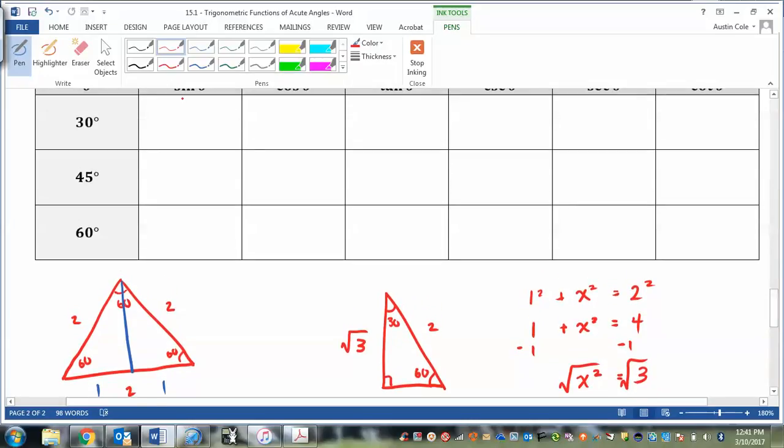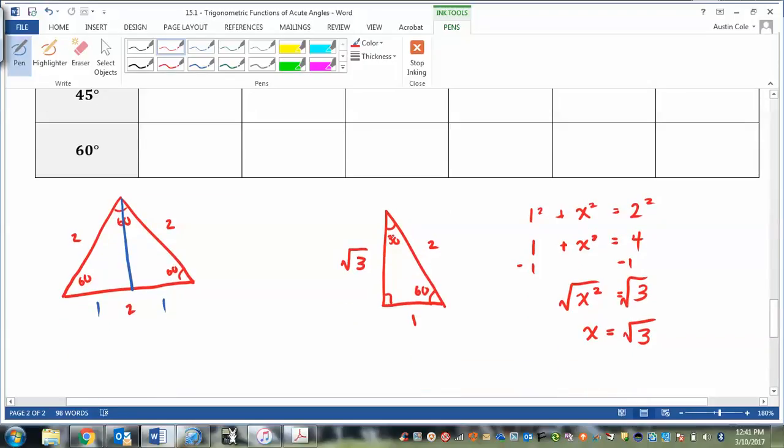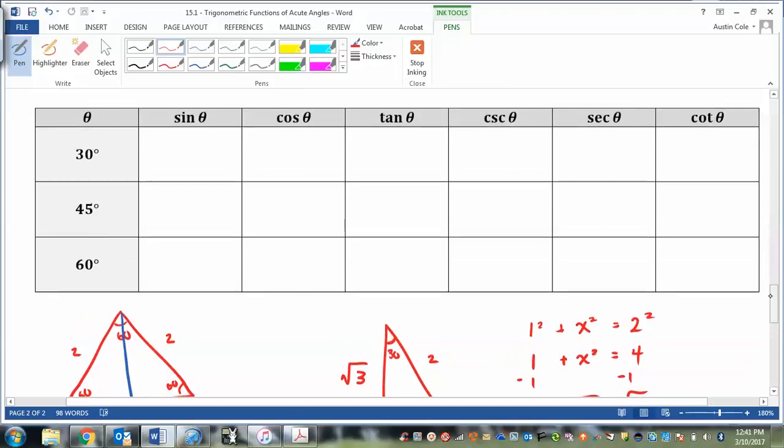So if I look at the sine of 30. Sine is which two sides again? Opposite and hypotenuse. Great. So opposite of 30 degrees is what? 1, and the hypotenuse is 2. So the sine of 30 degrees is always going to be 1/2.